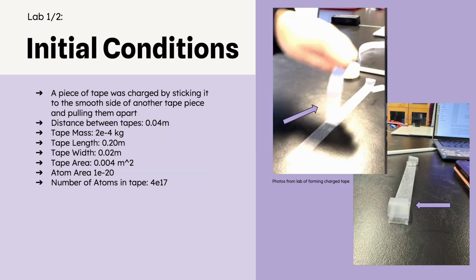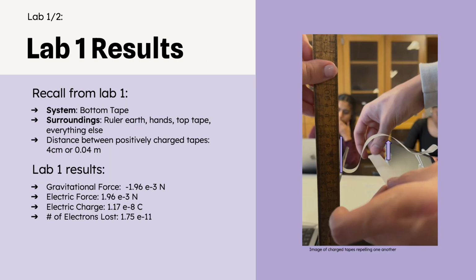From Lab 1, our initial conditions were a distance between the tapes of 0.04 meters, tape mass of 2 E-4 kilograms, tape length of 0.2 meters, tape width of 0.02 meters, and we have our tape area, atom area, and previously we found the number of atoms in each tape to be 4 E17 atoms. In Lab 1, we can recall that the system was the bottom tape, and the surroundings were the ruler, earth, our hands, the top tape, and everything else. And then the distance between the charged tapes was 4 centimeters.